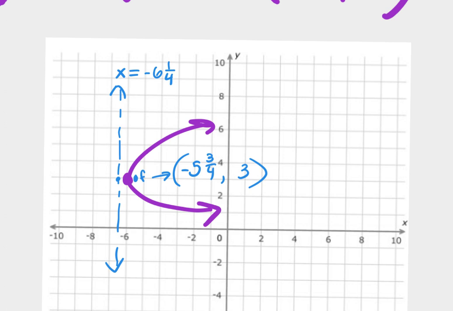So the first part is getting it into standard form, and then the second part, once it's in there, is figuring out all the information you need based on what kind of conic you've got.